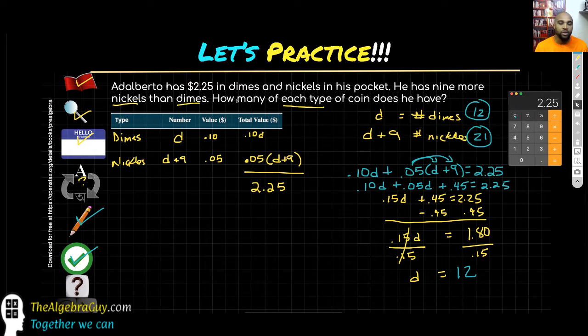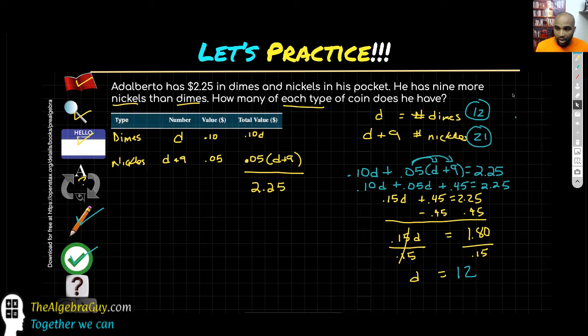Now let's make sure we answer in a complete sentence. How many of each type? We have 12 dimes and 21 nickels. You don't want to just say 12 and finish, or 21. You want to say the whole thing, 12 dimes and 21 nickels. And don't get them confused and say 21 dimes, or vice versa. All right, so fantastic. That's how we set up these problems.